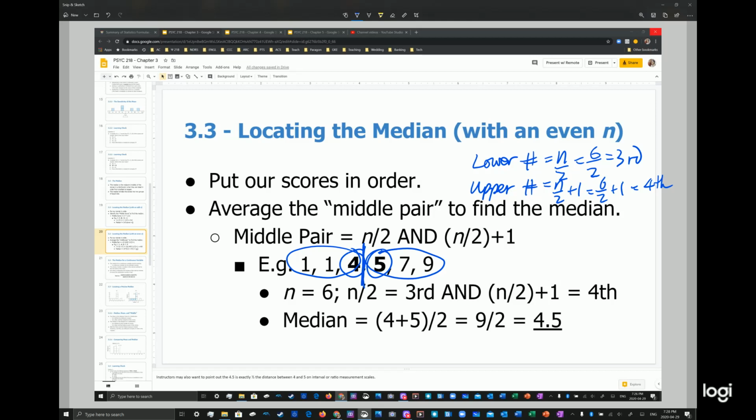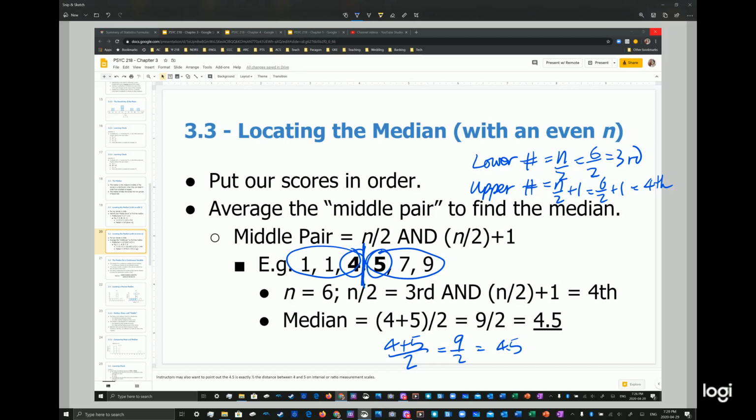So we go 4 plus 5, adding the scores together, and because we're adding 2 scores, and we want to find the mean or average of those scores, then it's 9 divided by 2, and that's 4.5. So the median score is 4.5 for this distribution that has an even number n. Again, in this case, the median isn't an actual score, but it is between the third and the fourth score here, averaging the middle pair.